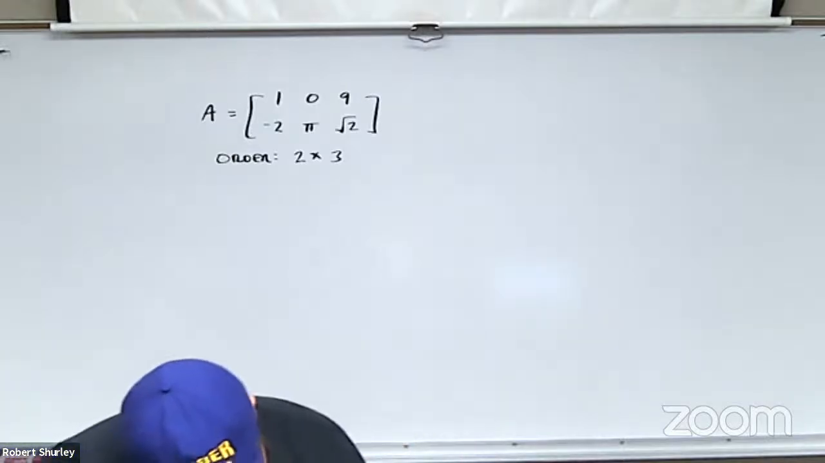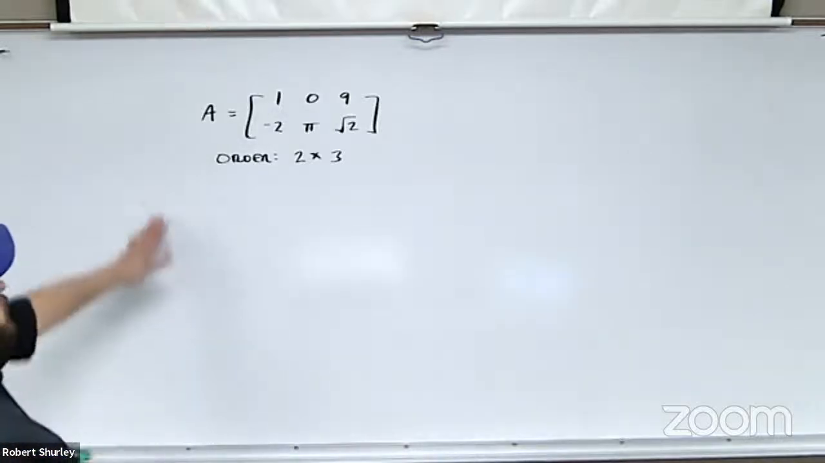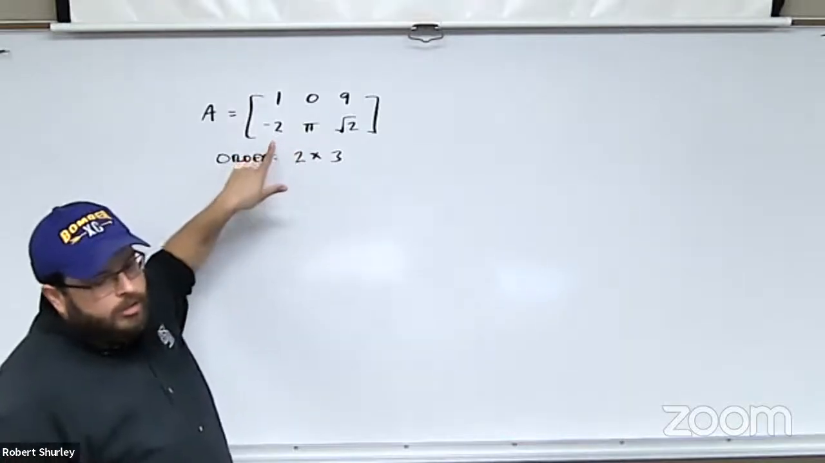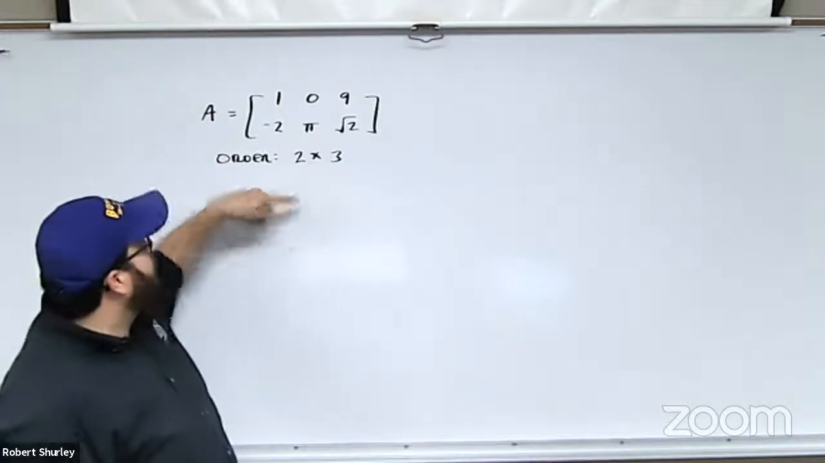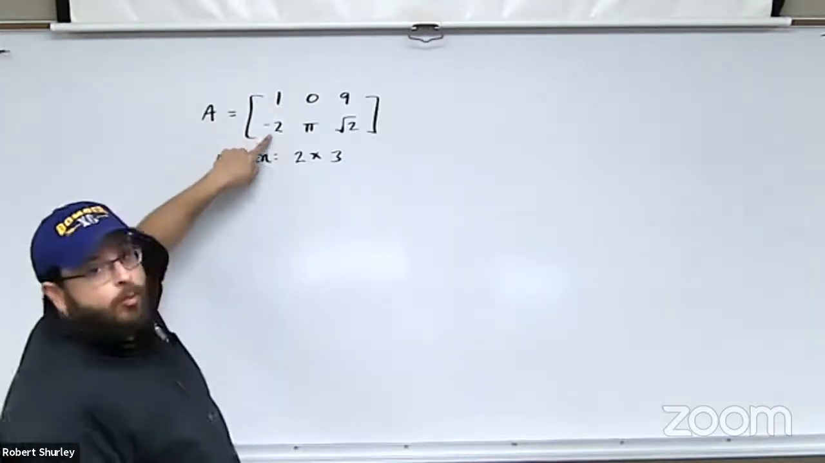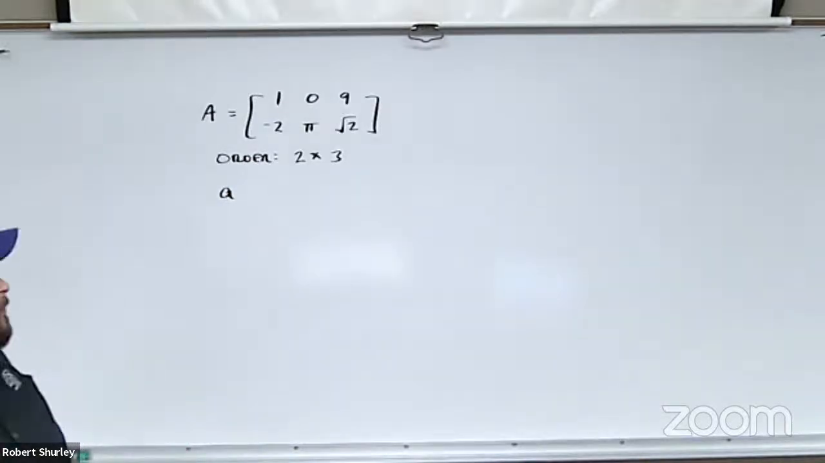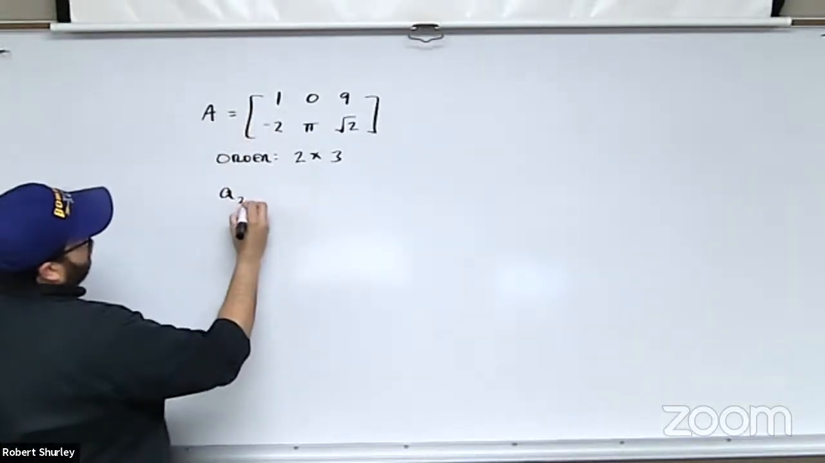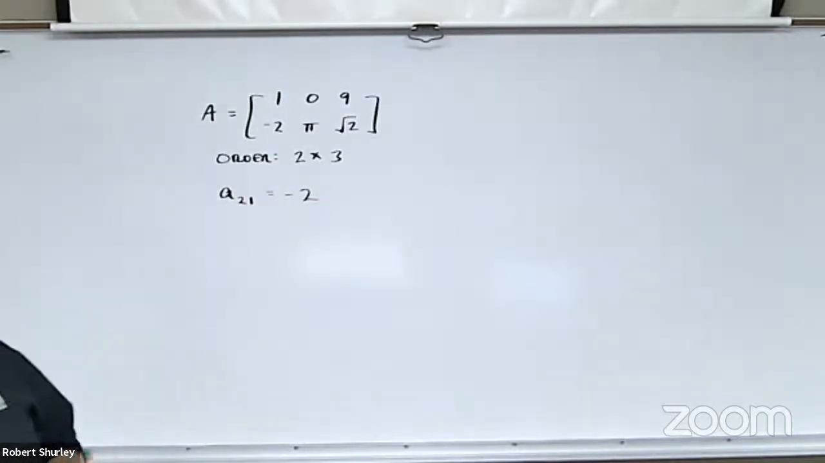We'll call it the position. Within A, let's say I wanted to identify this -2 here. That position is always going to be row by column. So this is row 2, column 1. I'm going to use lowercase a because it's a position within the bigger matrix. Position a, row 2, column 1 is -2. So a21 would be -2.